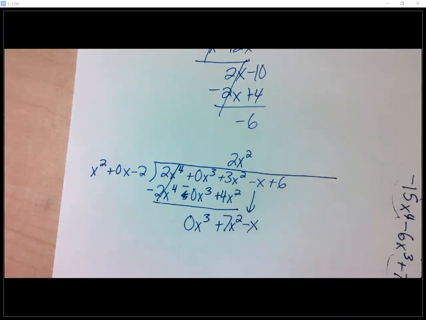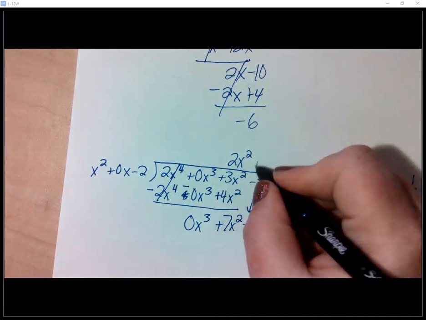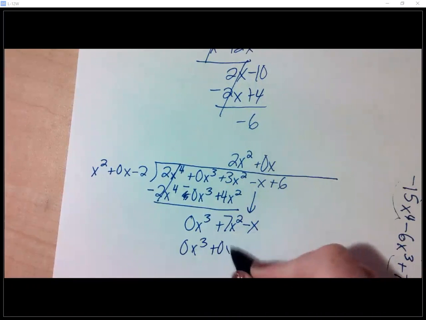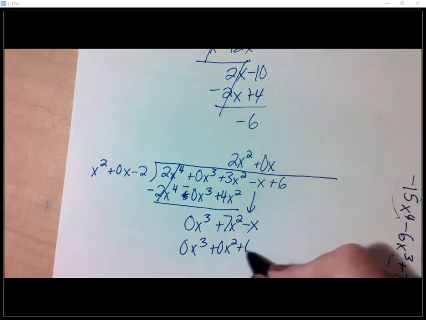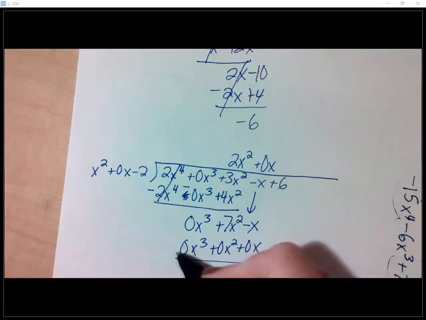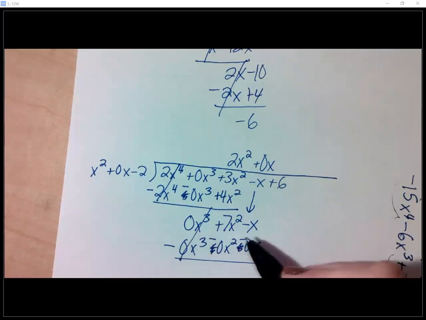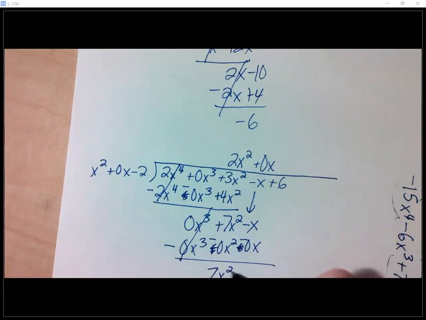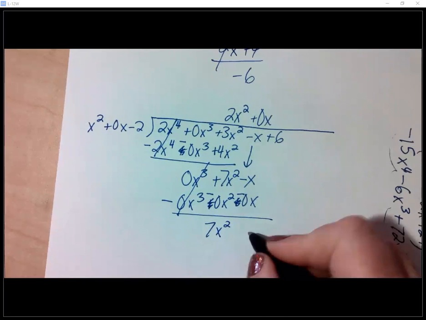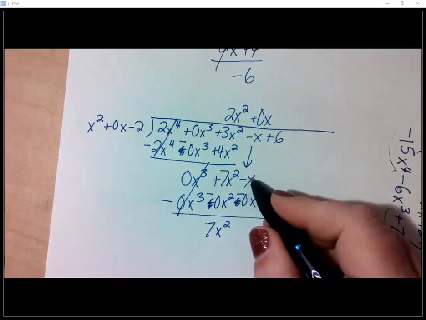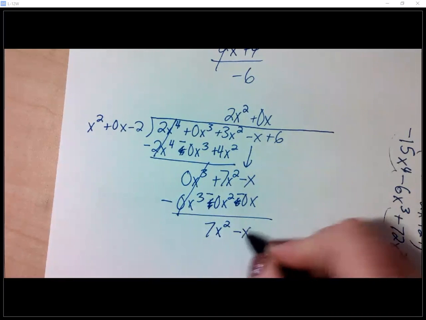Repeat. What do you multiply x squared by to get 0x to the 3rd? 0x. So up top, I put a 0x, multiply it through. Subtract the whole line, minus, I mean, these don't really matter because they're zeros, but whatever. Those cancel, I get a 7x squared. And so I have negative 1x there, right? So negative x. Bring down my plus 6.